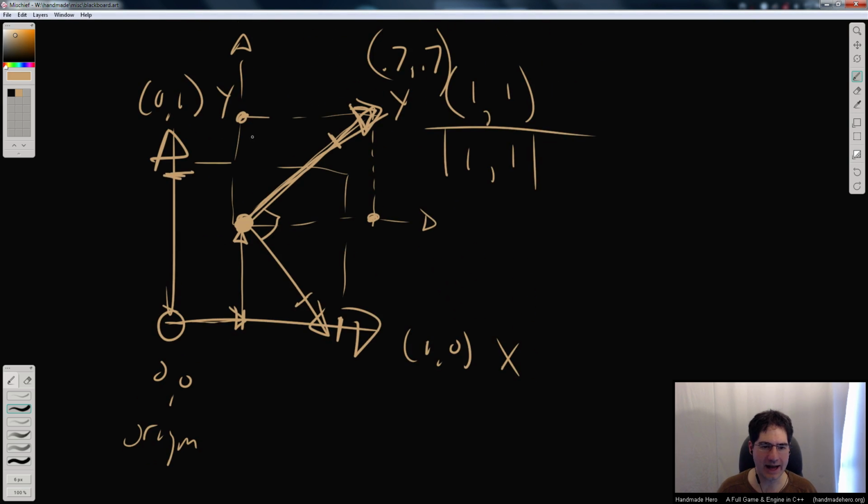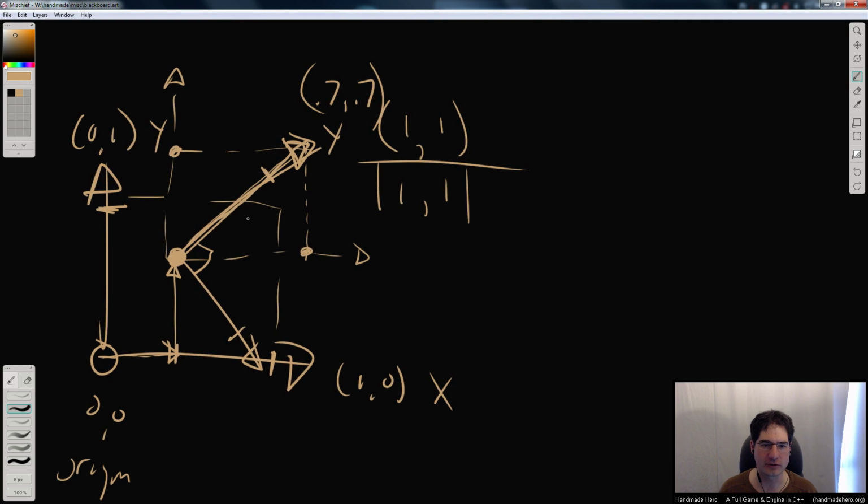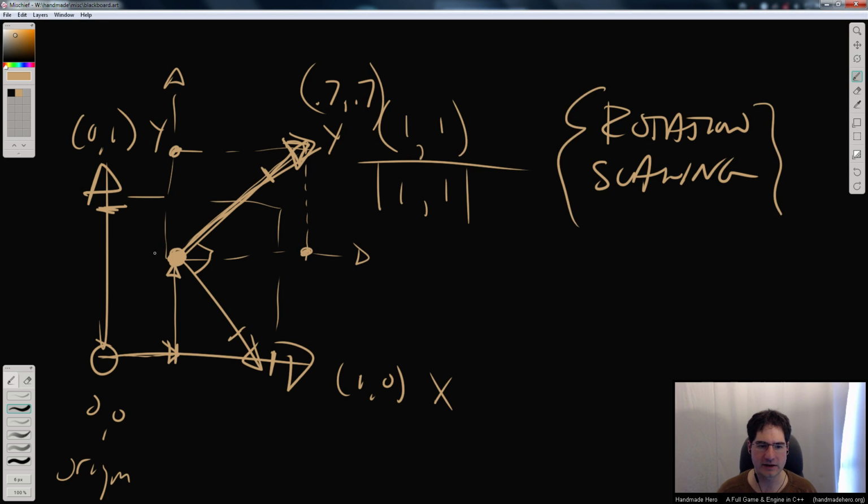Now you may ask yourself, why do I care about this at all? Why are you even bothering to tell me this? Well, this is what we want to do to start supporting rotation, right, and scaling. And I'll explain to you why we care about these when it comes to rotation and scaling.